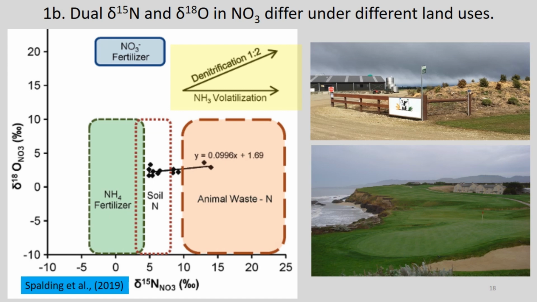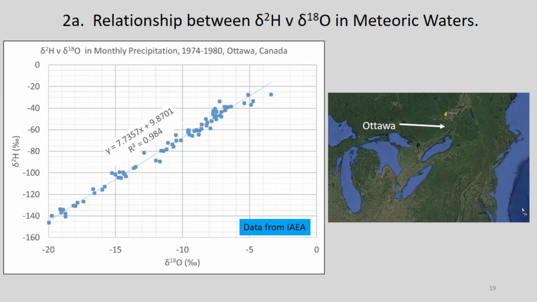And what we also see is that nitrate in groundwater can change naturally. It can denitrify. And if we have denitrification, we tend to see a trend of the values going like that, off at an angle of 1 to 2.